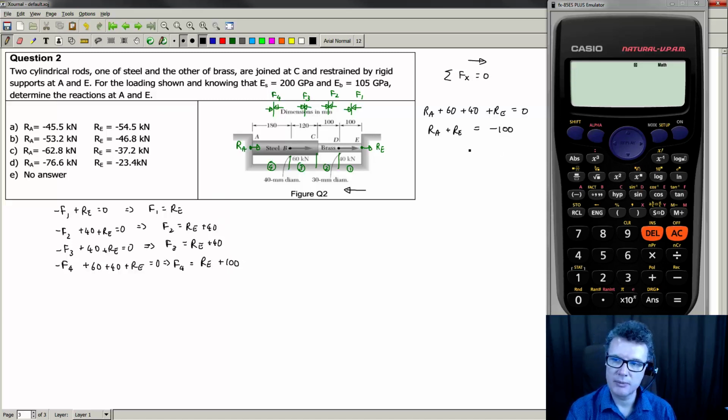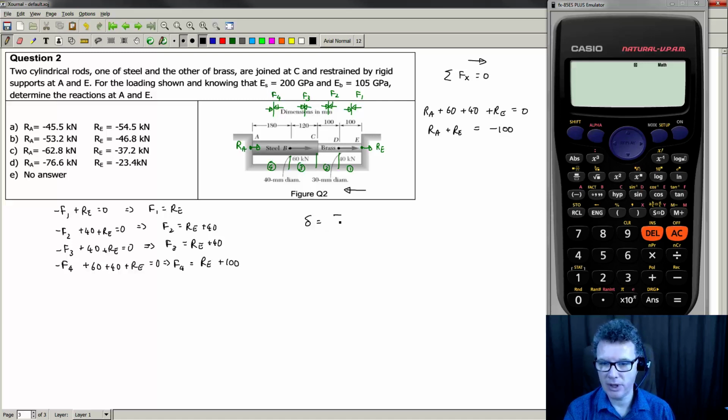So we've got 2 unknowns there, another 4 here, so we've got 6 unknowns, and we've got 1, 2, 3, 4, 5 equations. So we need a sixth equation, and the sixth equation we're going to use is how far does, let's say, the point E move?